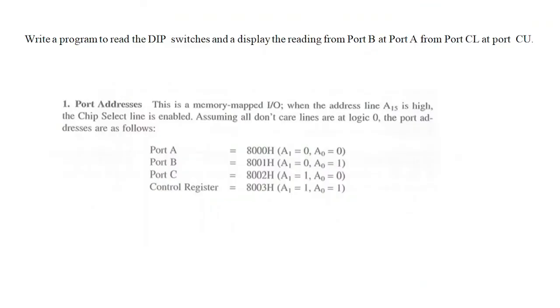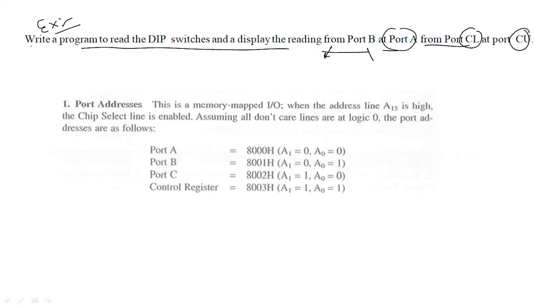This is one example of how to use the PPI IC. So the problem is to write a program to read the dip switches and display the reading from port B at port A, and from port CL at port CU. Means from two ports, from port B and port CL, you have to read the data and display to port A and port CU.